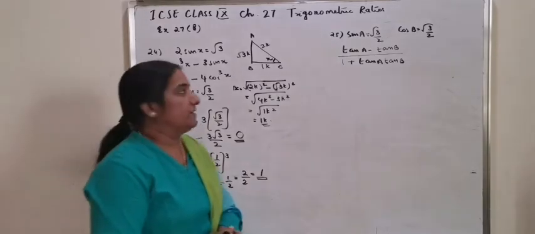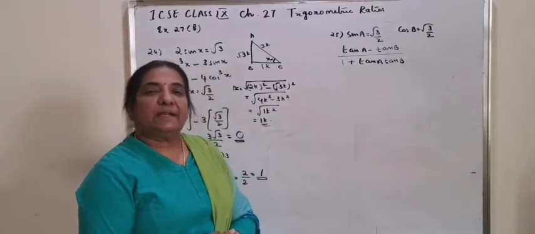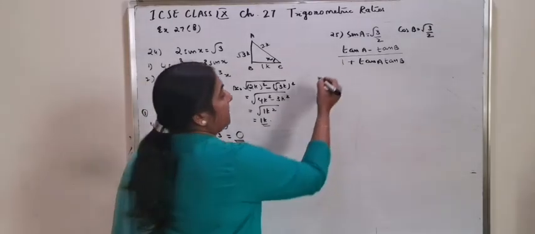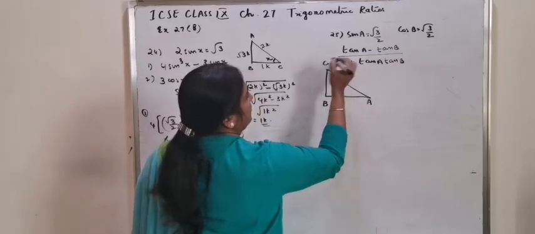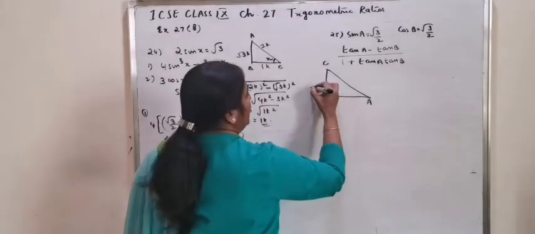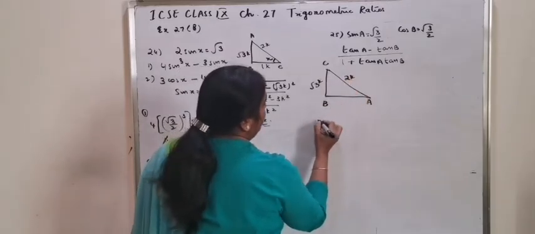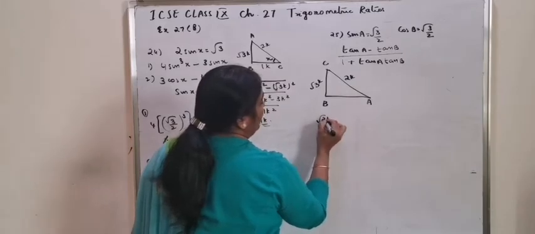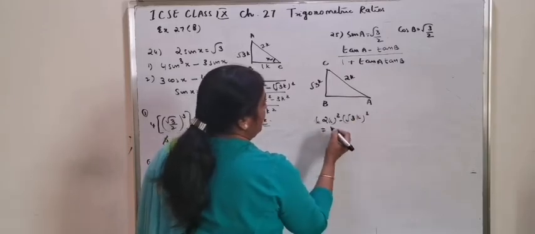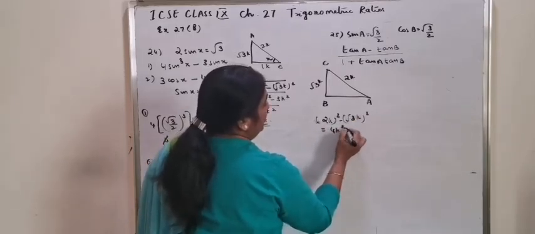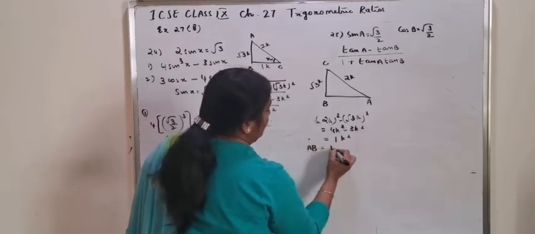Question number 25. Sin A is equal to root 3 by 2 and cos B is equal to root 3 by 2. The given question itself is giving you a clear understanding that it should be two different triangles ABC. Sin A is equal to root 3 by 2 means this opposite side is root 3k, hypotenuse 2k, and the side AB will be 2k the whole square minus root 3k the whole square, which is equal to 4k square minus 3k square, which is equal to 1k square, or AB is equal to 1k.